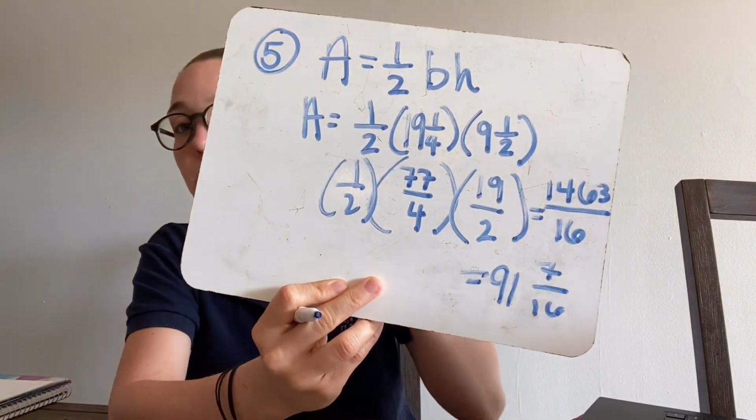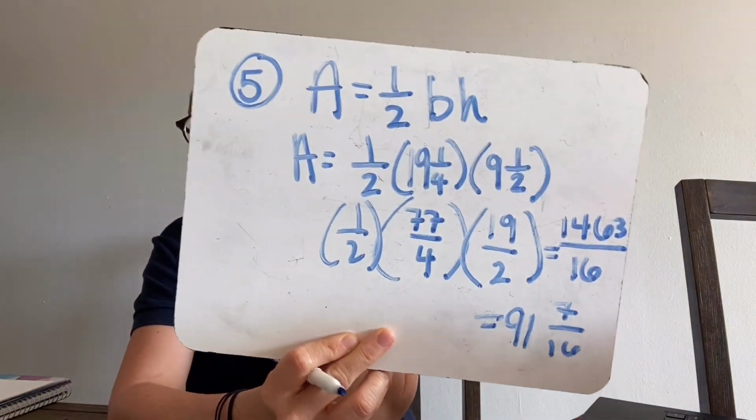With 7 left over. So it's going to be 91 and 7 over 16. That is a terrible problem. I'm going to be really honest. Like, that's an annoying problem for you all. But that is how you do it.